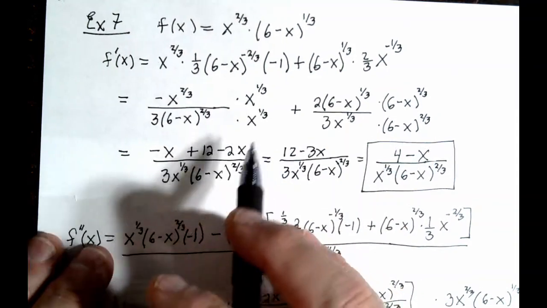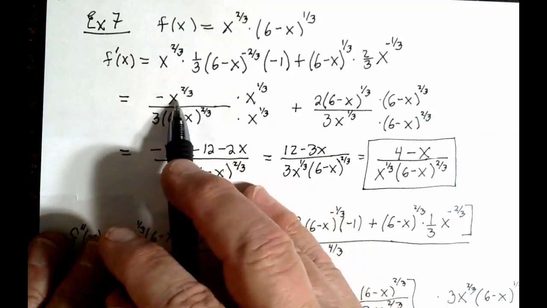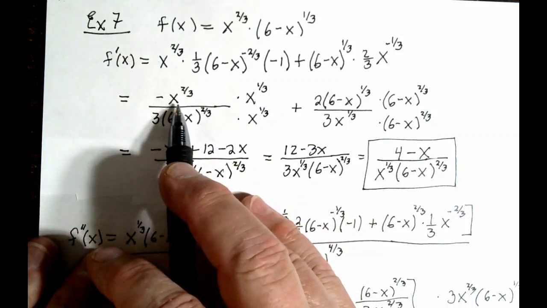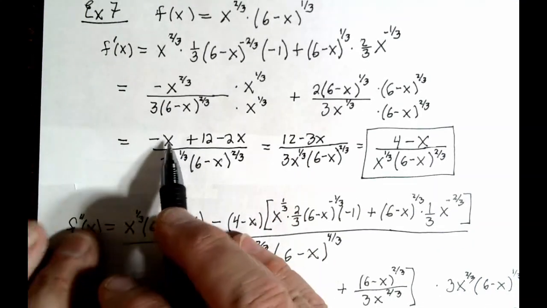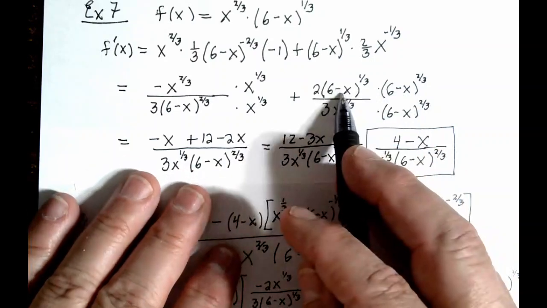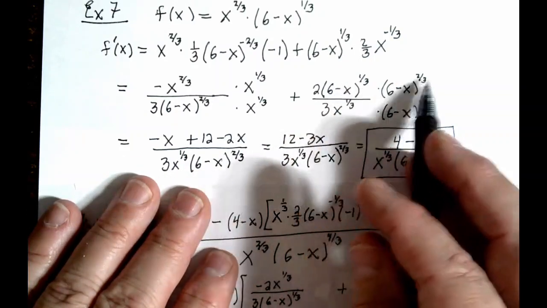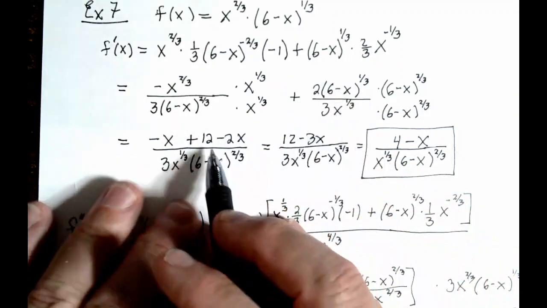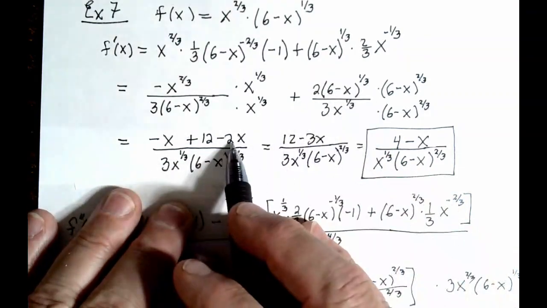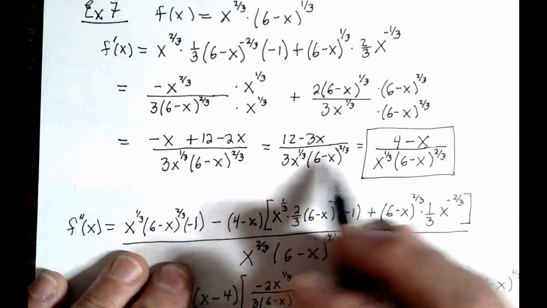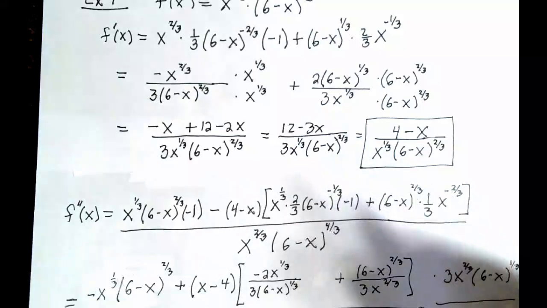Now watch what happens when you do that. When you multiply x to the 1/3 times x to the 2/3, you get x to the 3/3. You add the exponents. 3/3 is just 1, so you get minus x to the first. And now here, when you multiply this guy times this, you add the exponents and you get 3/3 for your exponent, which is just 1, so it's 2 times 6 minus x, which is 12 minus 2x. These combine, and you can cancel a 3 with the bottom, and now you've got your first derivative.